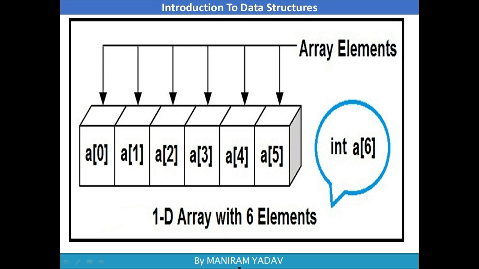For accessing this data, we will use array name followed by the index number under the bracket. So for accessing the second element, we are going to use a1 because index starts from 0. So the second element of array is a1. In the same way, for accessing the last element, that is the sixth element, we are going to use array name and 5 under the bracket. By this method, we can access the sixth element, that is the a5 element of the array.